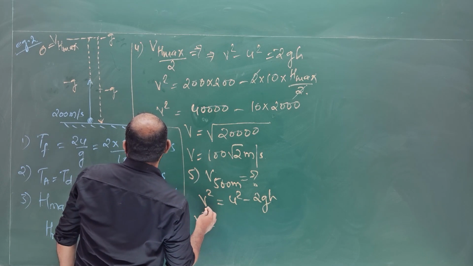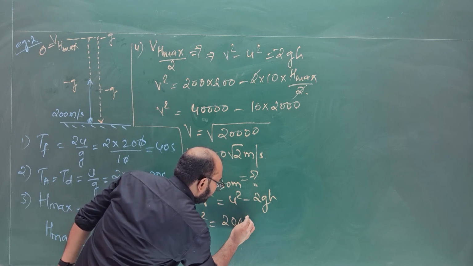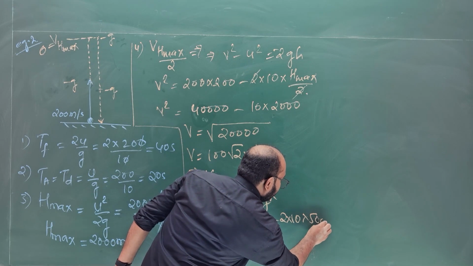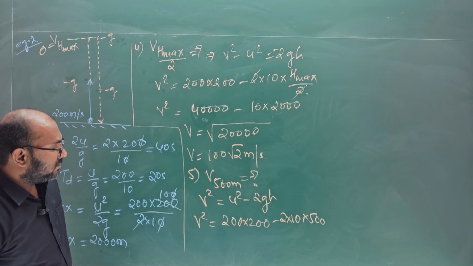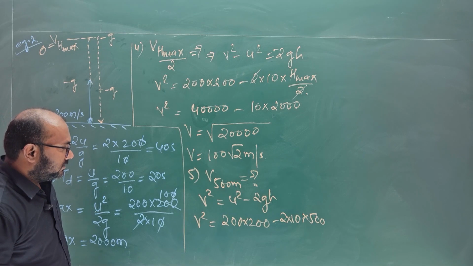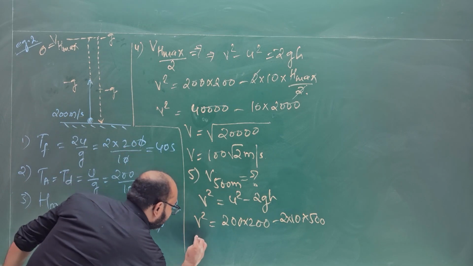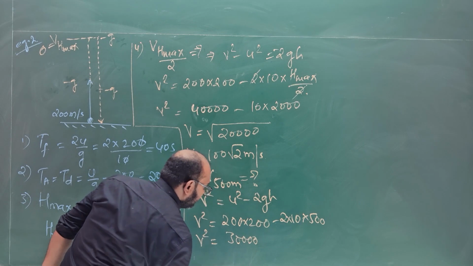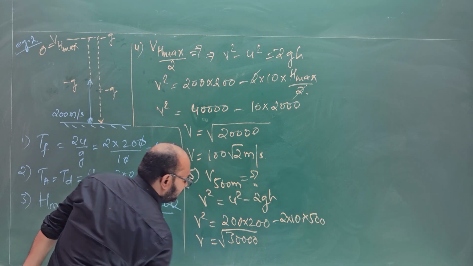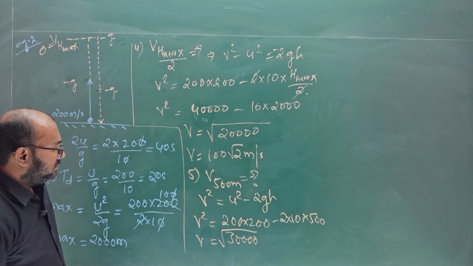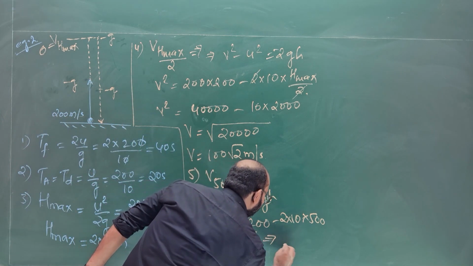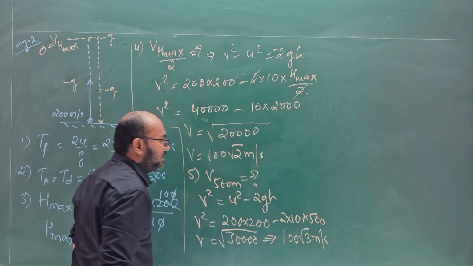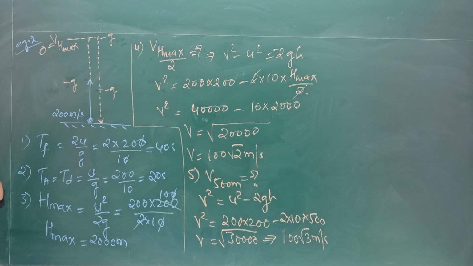So v square is equals to u square. U is how much? 200. So 200 into 200 minus 2 into 10 into 500, can I write? Or this can be written as 40,000 minus 10,000, that is 30,000. Or v is equals to under the root of 30,000, or v is equals to 100 root 3 meter per second. Anything else you want me to calculate?